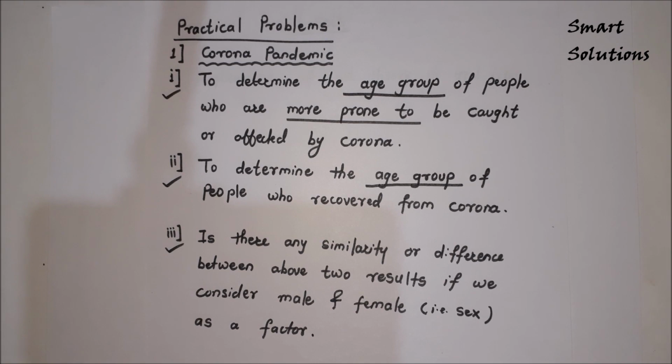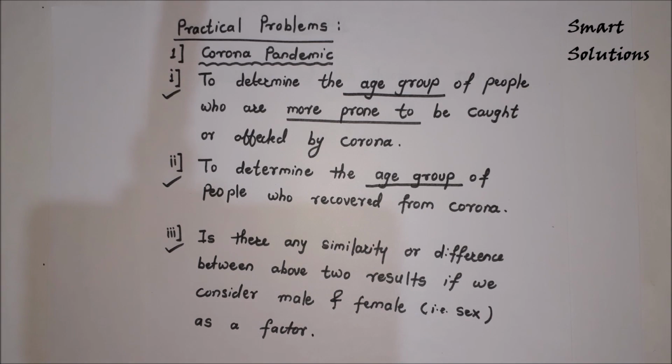So the second statement is to determine the age group of people who recover from corona. So as we all know that the people affected by corona also get recovered. So we want to find out the age group which is, say for example, recovering 90% or which has got high recovery rate. So which age group has got high recovery rate, that we can find. And the third is: is there any similarity or difference between the above two results if we consider male and female, that is sex, as a factor?